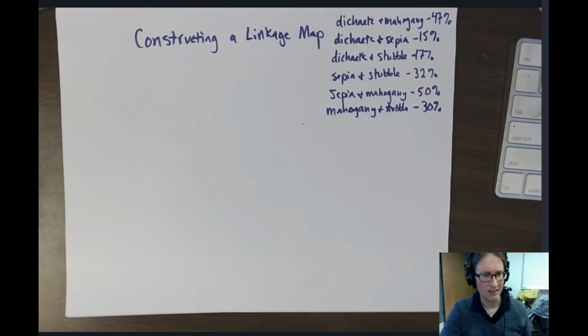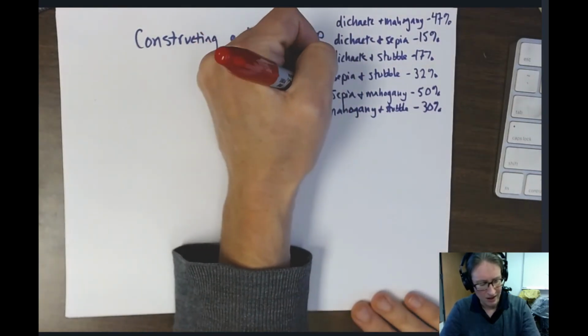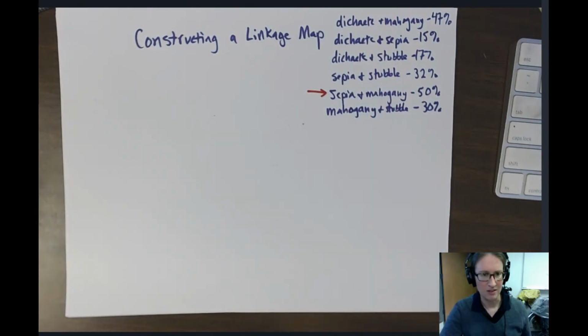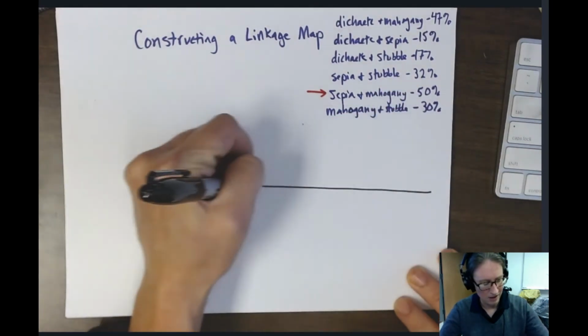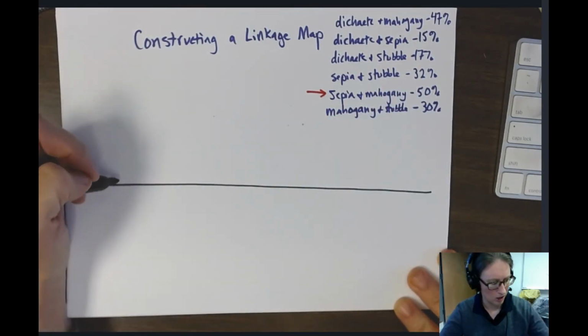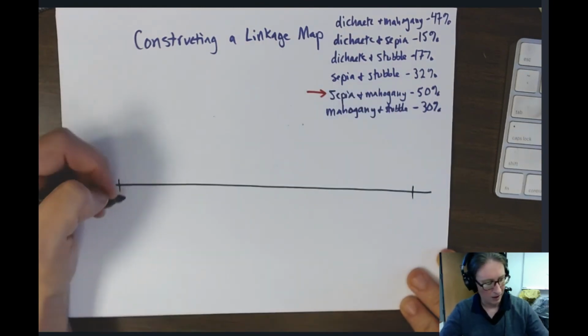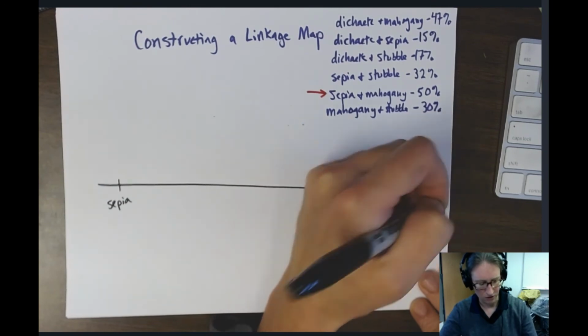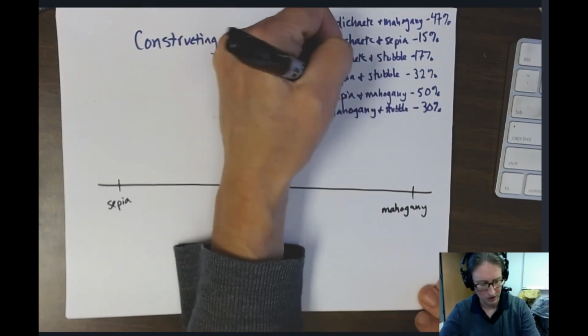For constructing a linkage map, what we want to do is start out by looking at the genes that are the furthest apart from each other. In this case, those genes have a recombination rate of 50%. So we're going to start with sepia and mahogany. I'm just going to draw a line for my map, and I'm going to put sepia over here and mahogany over here. Okay, so I've got those in position.